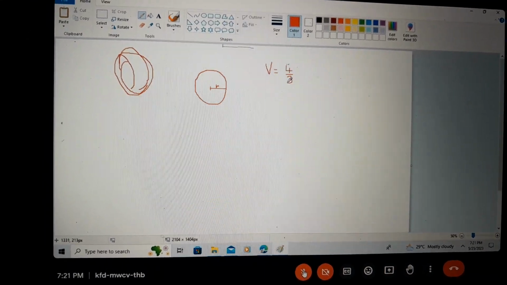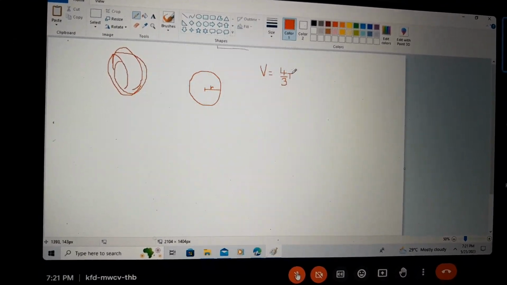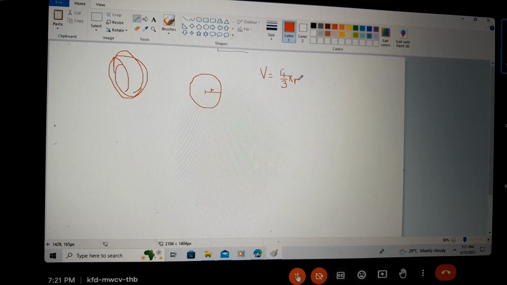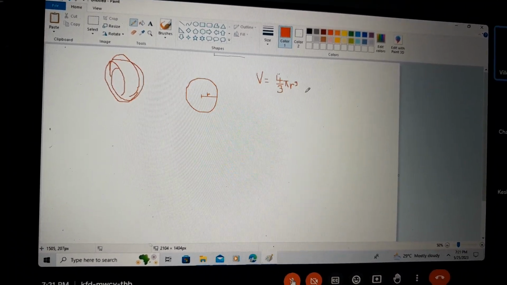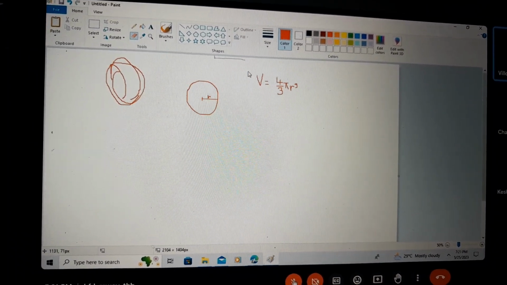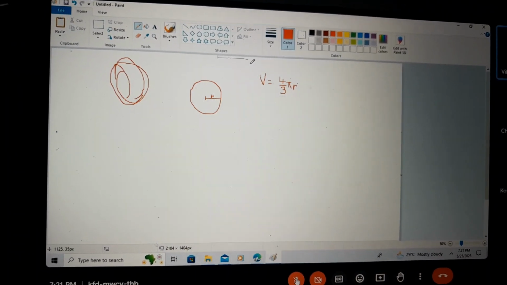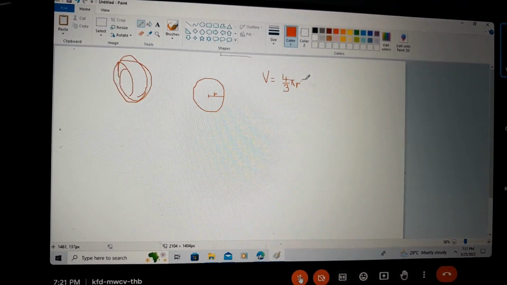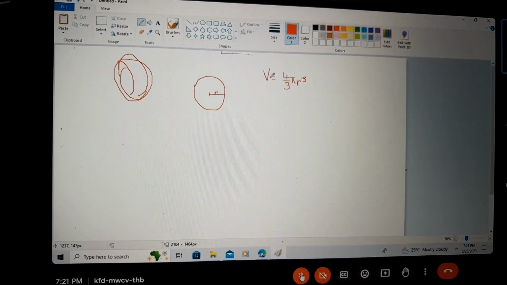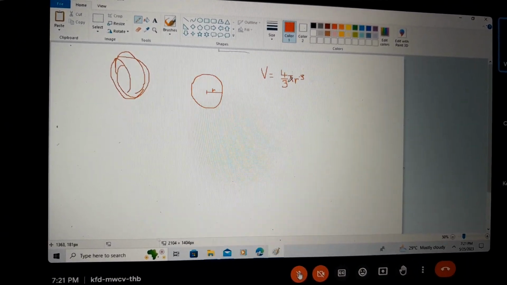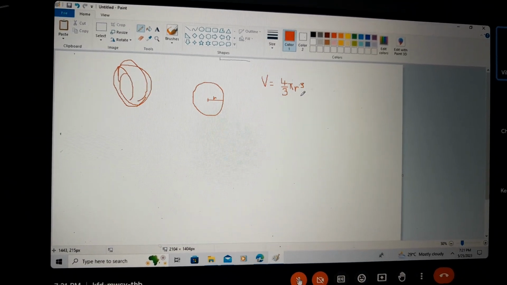So it's 4 thirds pi r cubed. Remember volume, right? Has to be in cubic units. Right? So that's a go there for it. So the volume of a sphere, this is the formula, 4 thirds pi r cubed.